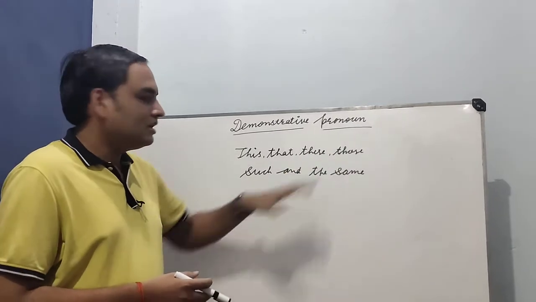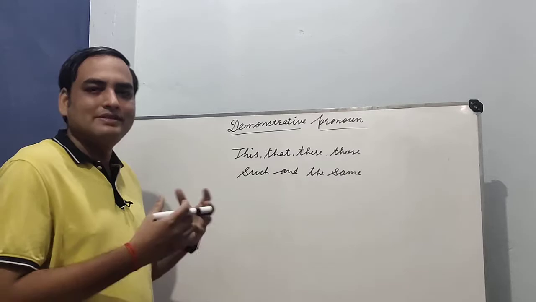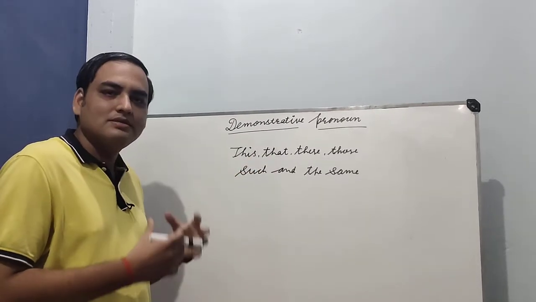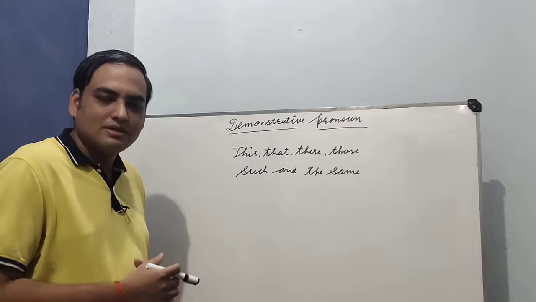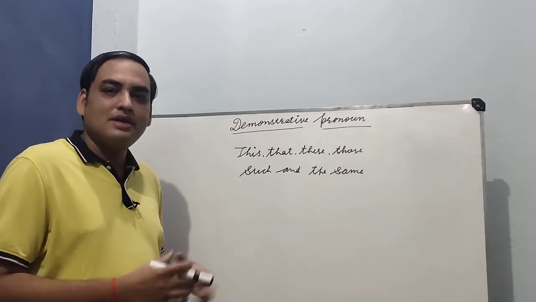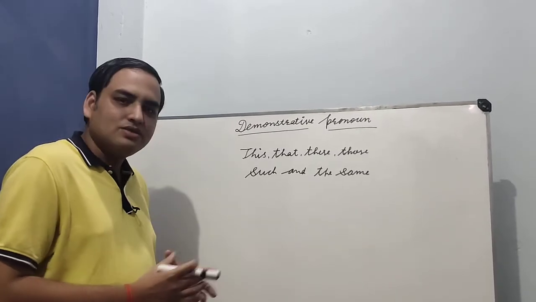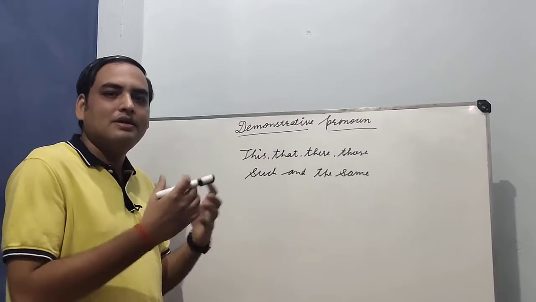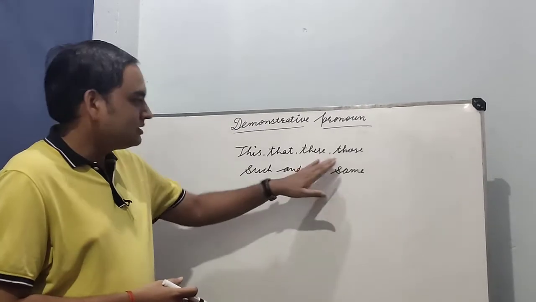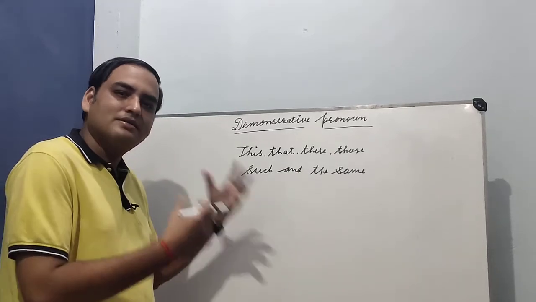Those is the plural form of that. It means that that is used to represent singular things in a sentence, but those is used to represent plural things in a sentence. But the things should be at a remote position, at a far position, the farthest. In such a situation we will use those to indicate things in a sentence.